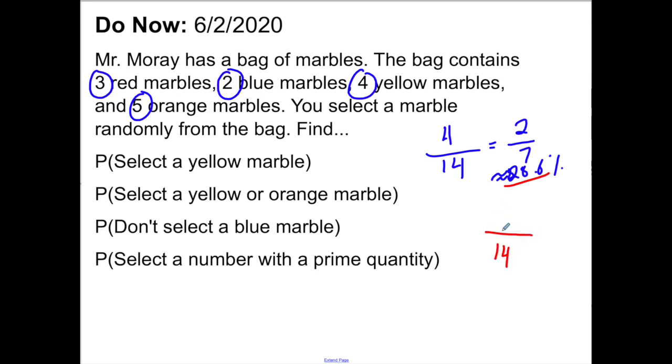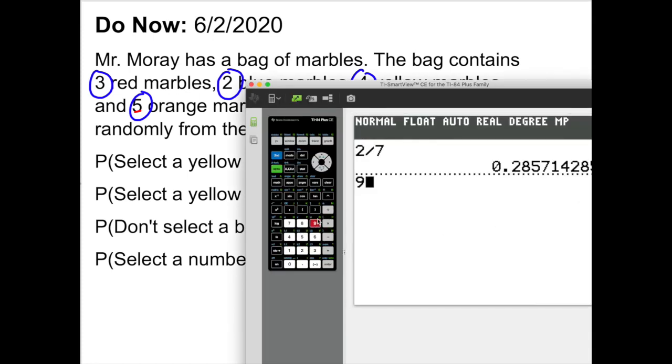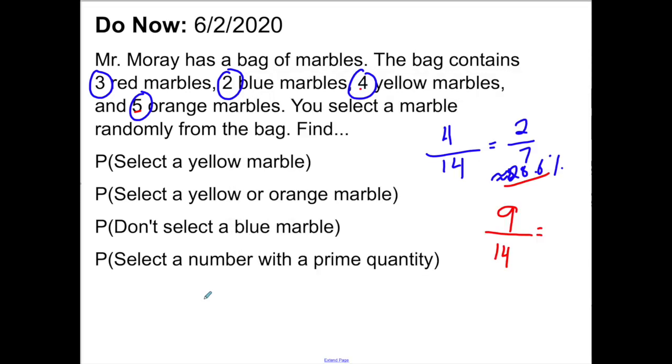Okay, what about selecting a yellow or an orange marble? So we're back to 14 marbles in the bag. Of them, 9, 5 and 4, are either yellow or orange. And now I've got 9 out of 14. So I'll go ahead and type that into my calculator. So let's bring this back up. 9 out of 14. And that gets me 64.3%. So it's approximately 64.3%. So a very good chance, almost a 2 in 3 chance of it happening.